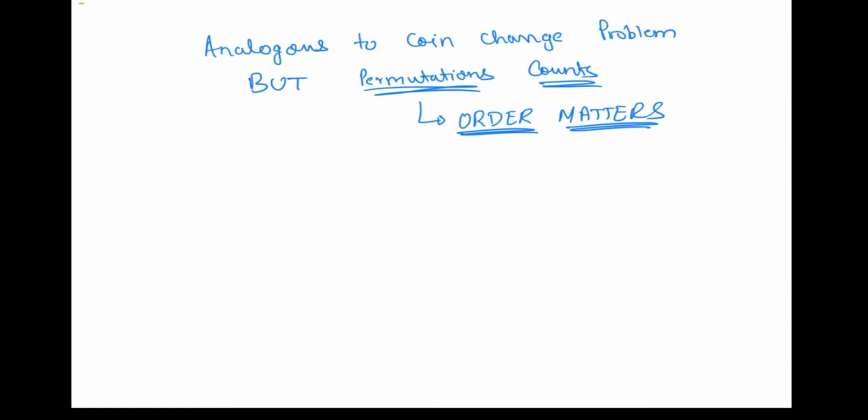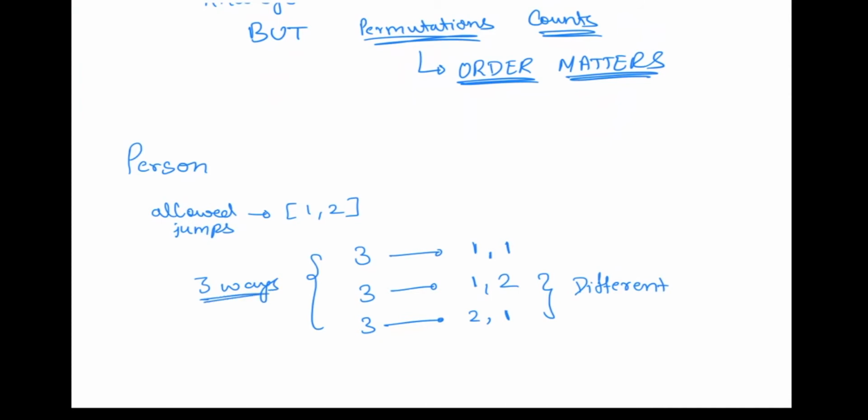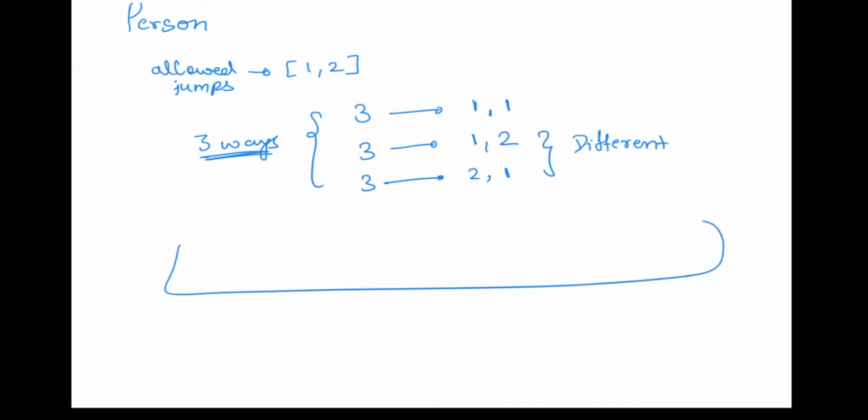For the sake of simplicity in understanding, let's take n equal to 3 as our example case. We have a person who is standing at the bottom of the stairs and is allowed to jump, let's call it jumps, one or two steps at a time. So to reach 3, we have 1, 1, 1, then 1, 2 and 2, 1. 1, 2 and 2, 1 are different because order matters. We have 3 ways in total to reach the n equal to 3 stair.